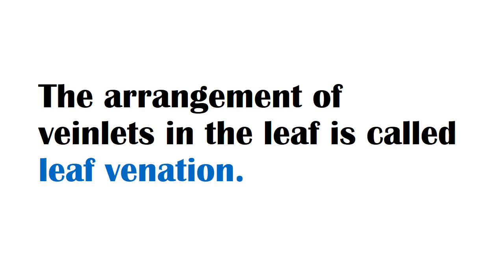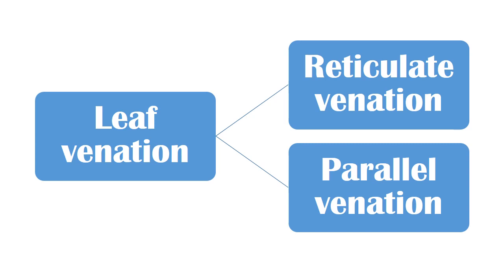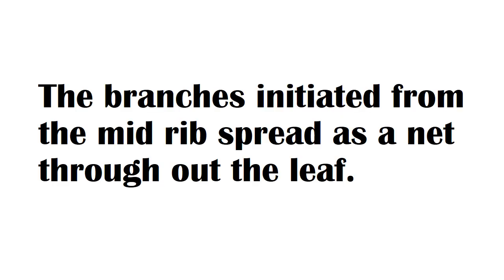Let's discuss leaf venation. The arrangement of veinlets in the leaf is called leaf venation. There are two main leaf venation patterns that occur in plants. First one is reticulate venation. Second one is parallel venation. First, reticulate venation: the branches initiate from the midrib and spread like a net through the leaf.